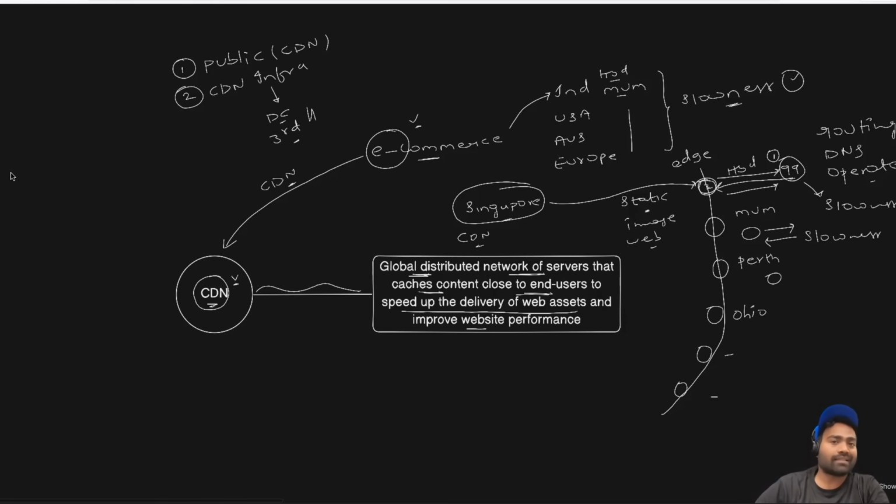Today, when you try to access Amazon.com or Netflix, even from remote parts of the world, you don't experience slowness, because the DevOps engineers in those organizations have configured CDN for their websites.